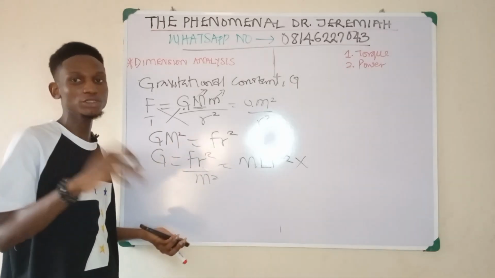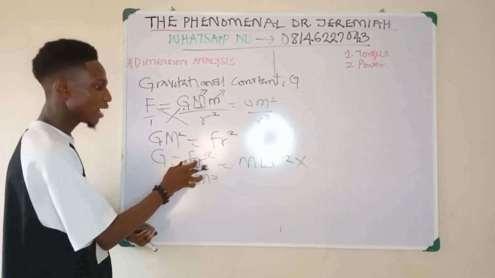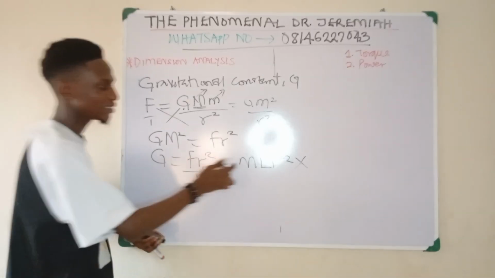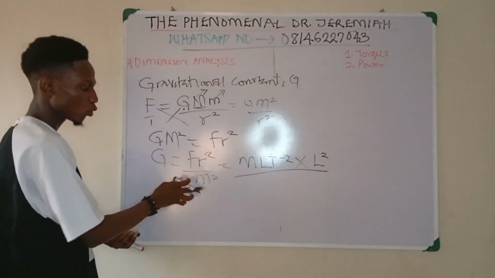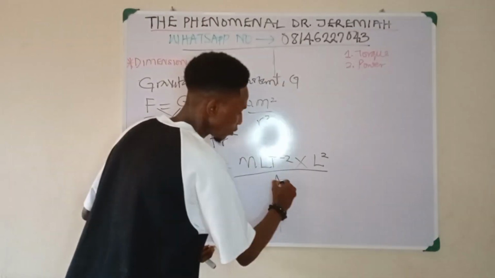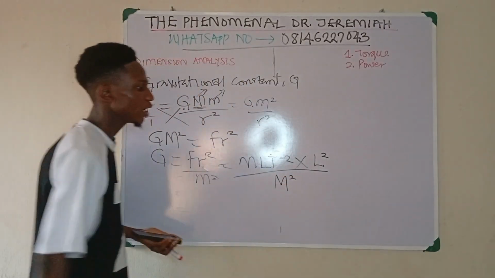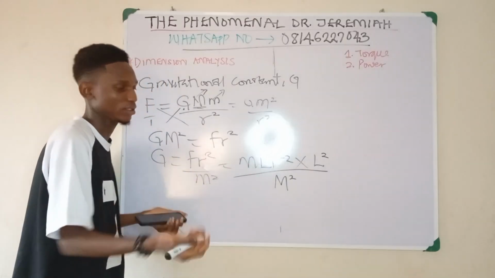The unit of radius is meters as well, so it's measured in terms of length. Now the dimension of radius is L, so we're going to have L squared. Then also, what's the dimension of mass? The dimension of mass is M, so we're going to have M squared. So you see, we have saved ourselves from the stress of looking for the dimension of force from the beginning.